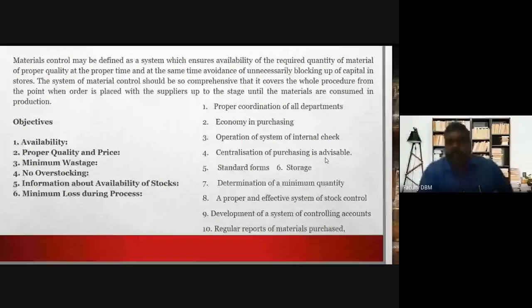And regular reports of materials purchased should be produced, meaning today's stock, how much we have received and how much we have got in those lots, correct lots, any rejections, that we need to report.